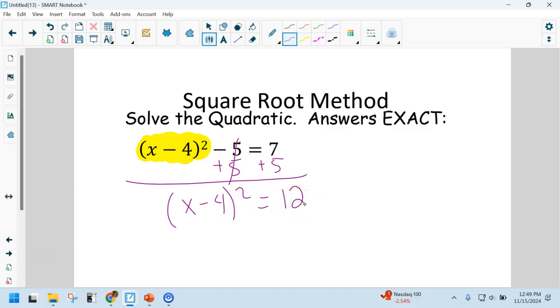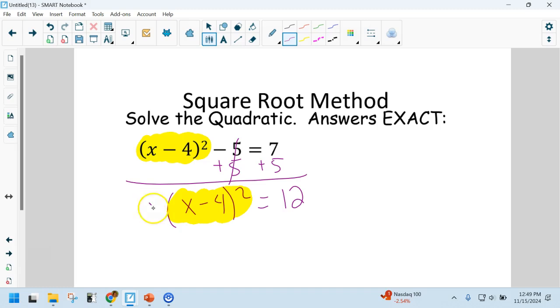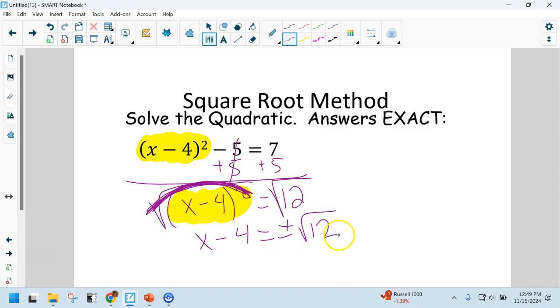But now that x minus 4, that is part of what's being squared. So I cannot try to get rid of that minus 4. That minus 4 is being squared. So since the squared thing is by itself, I can square root both sides. And when I square root the squared side, they cancel each other out. And that just leaves me x minus 4. Remember, when I square root the 12, I need to do plus or minus the square root of 12.